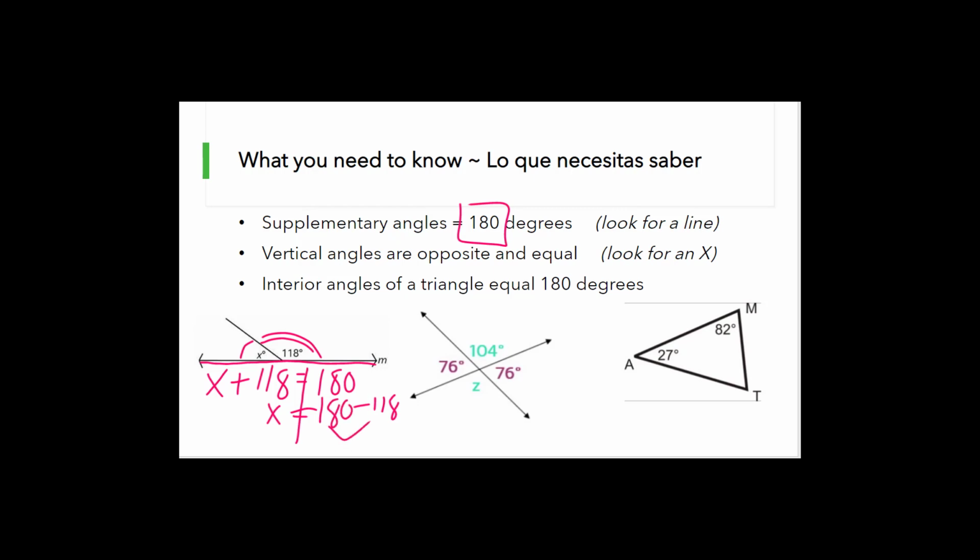Alright, for the next example, I'm going to talk about vertical angles. These are opposite angles that are equal. And what you're going to do is you're going to look for an x. So for example, here is an x. So this angle is equal to this angle. They're opposites and equal. Right, so 76 and 76. Same goes for the angle 104. If this angle is 104, then this angle is 104. And I can write that.